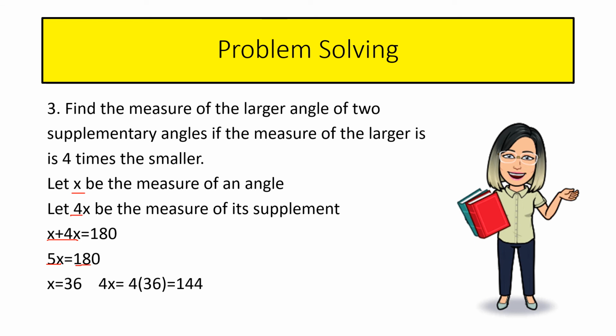5x equals 180. Dividing both sides of the equation by 5, the value of x is 36. And 4 times 36 equals 144. We need to find the measure of the larger angle. What is the measure of the larger angle? The answer is 144 degrees.